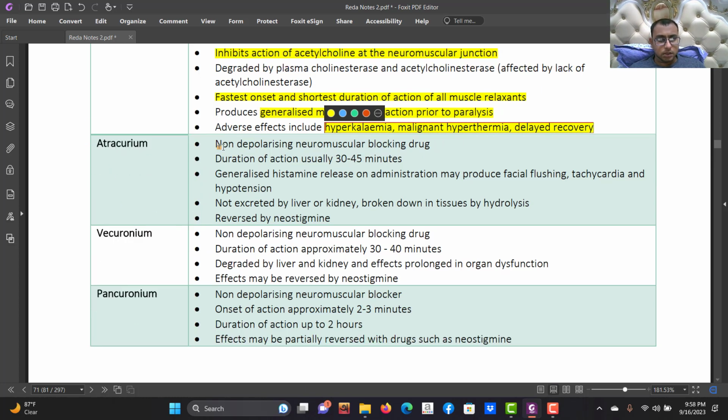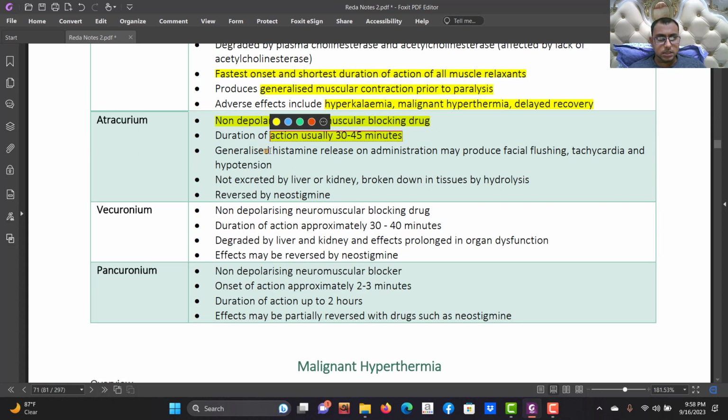In case of atracurium, it is a non-depolarizing neuromuscular blocking drug and the duration of action is 30 to 45 minutes. Generalized histamine release on administration may produce facial flushing, tachycardia, and hypotension. Many things can happen because atracurium is histamine-sensitive; a lot of histamine is released. So after atracurium use, you can see facial flushing, tachycardia, and hypotension.